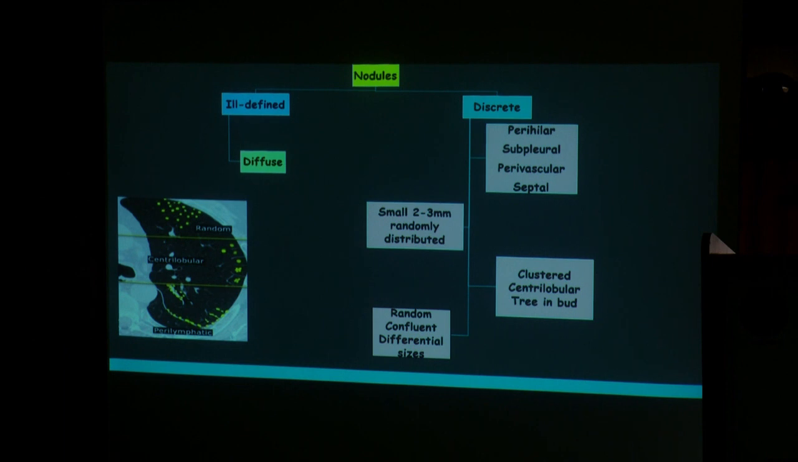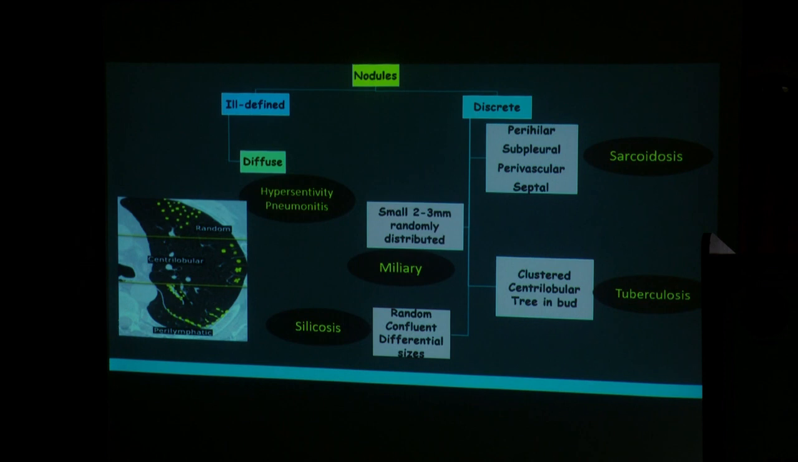So when you see a nodule, first look at the distribution, whether it is an ill-defined nodule or a discrete nodule. Ill-defined nodules are diffusely distributed, and discrete nodules you will have locations. When it is perihilar, subpleural, perivascular and septal, you call it lymphatic spread or perilymphatic nodules, and others are randomly distributed nodules and clustered nodules. So these are the key diagnoses. In case of ill-defined diffuse nodules, hypersensitivity pneumonitis is the most common probability.